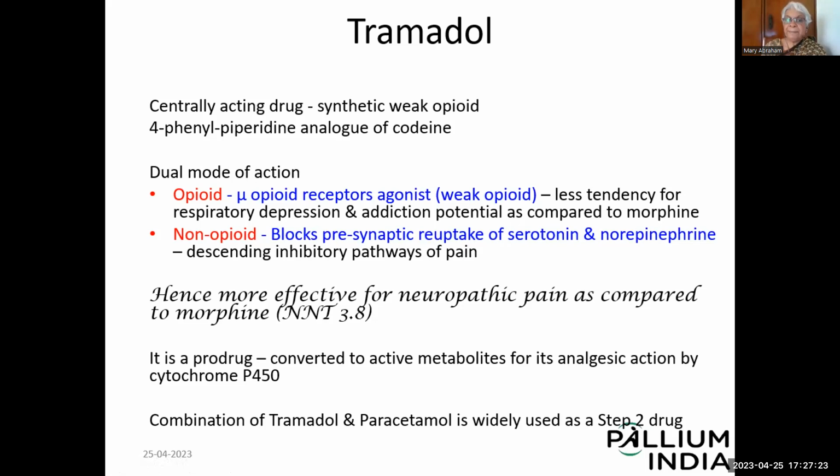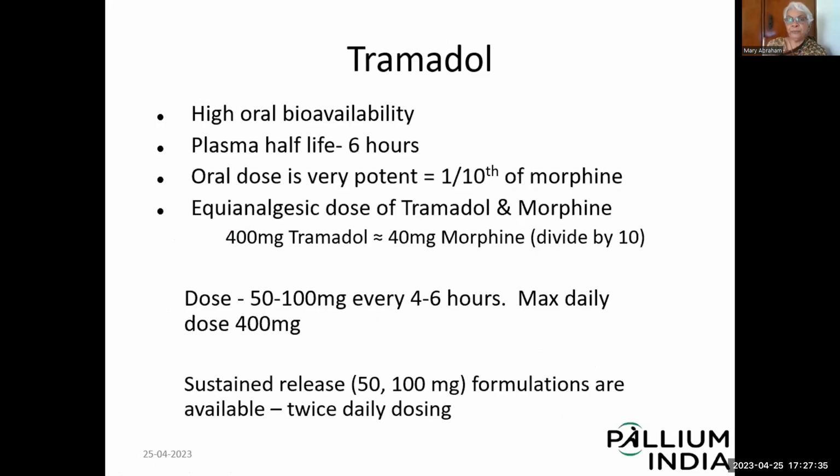It is a prodrug. That means it is converted to an active metabolite for its analgesic action, by the enzyme cytochrome. And a combination of tramadol and paracetamol is very commonly used. It's got a high oral bioavailability. Plasma half-life is 6 hours. The oral dose is 1/10 as potent as morphine. For example, if you're giving 400 mg tramadol, you divide by 10 and you'll know the equianalgesic dose of morphine. Dose is 50 to 100 mg every 4 hours, maximum up to 400 mg, and you also have sustained release formulations, which can be given twice.